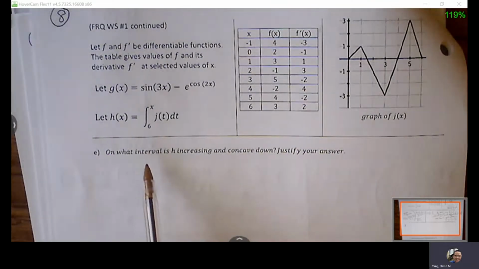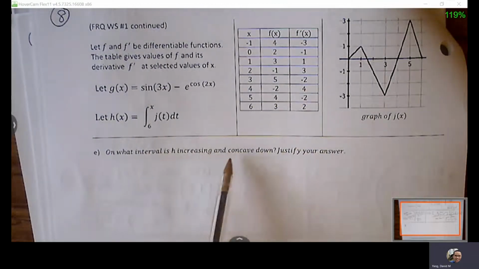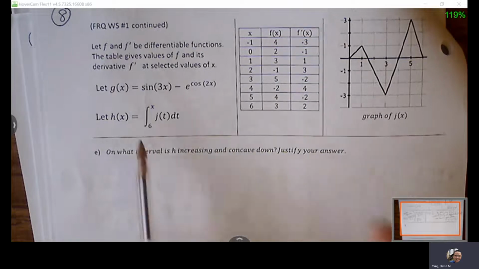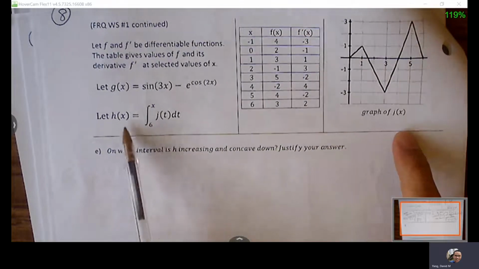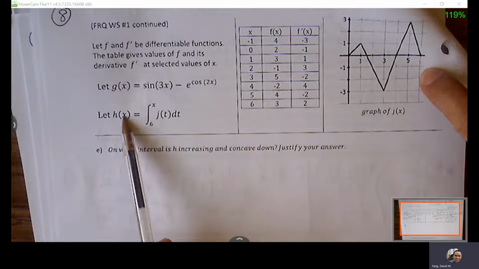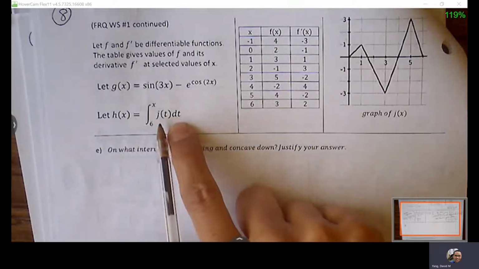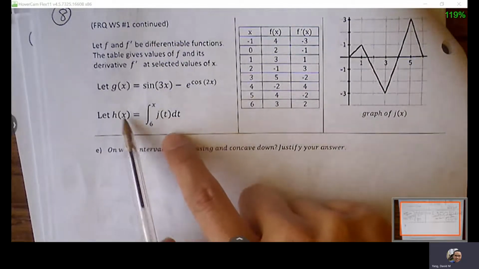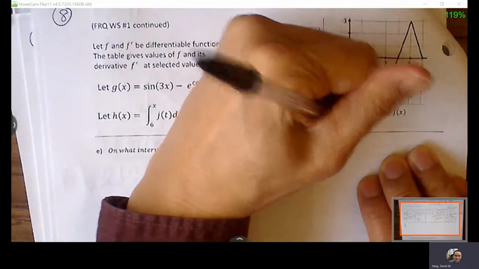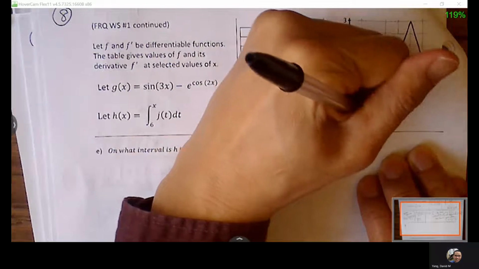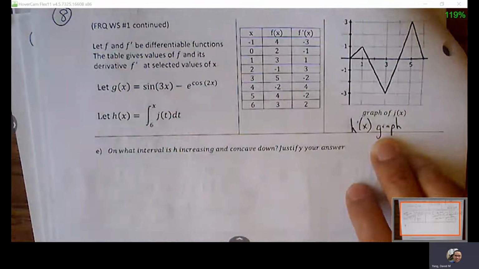Part E says, on what interval is h increasing and concave down? Justify your answer. Now, we know that this is not the h graph. However, we know the relationship here that this j of t is sitting below h. So really, this is like my h prime graph. So this is a way for us to practice reading a derivative graph.